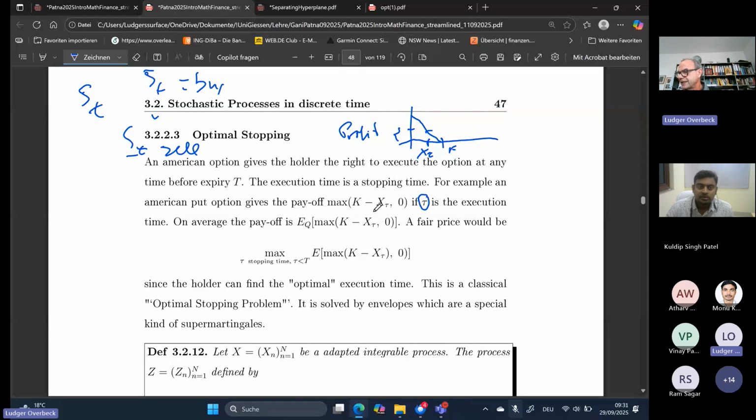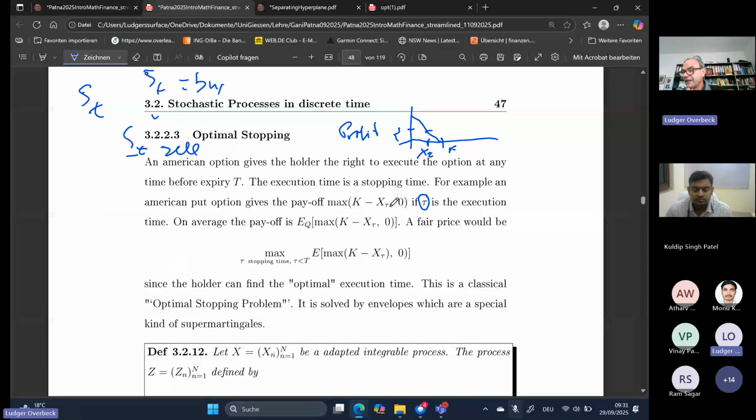This is your payout if you execute at time tau. Tau might now depend on the path or on the trajectory where you are. In the binomial model, it's in this sense a function of omega. But it must be a stopping time. You must know at time n whether you want to stop or not.